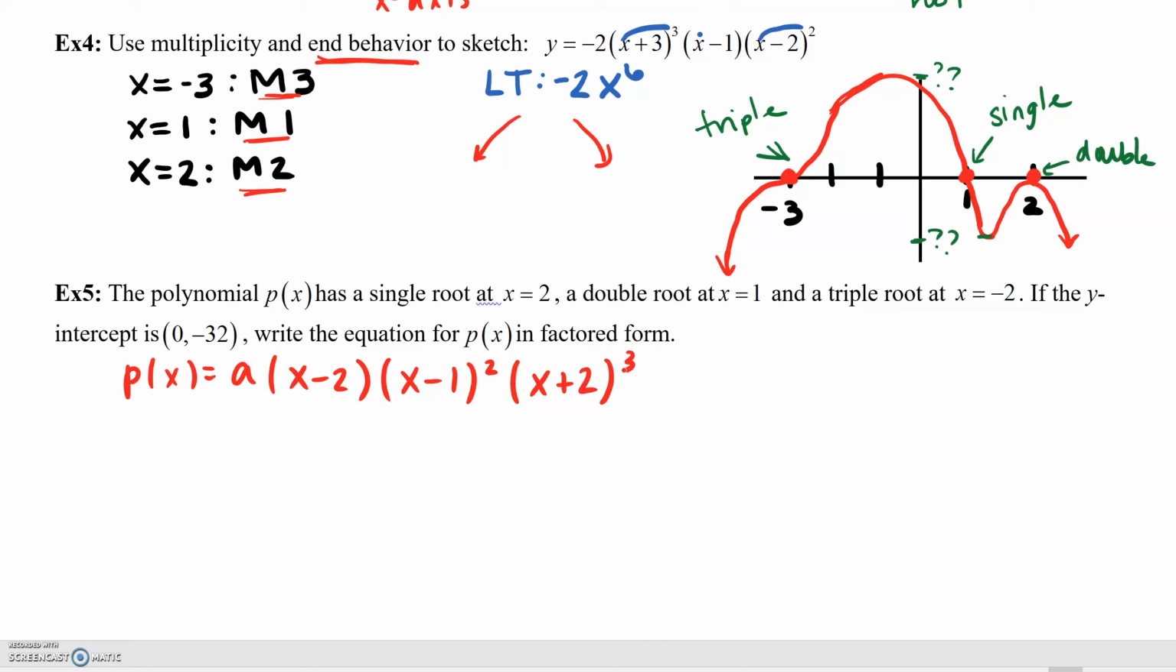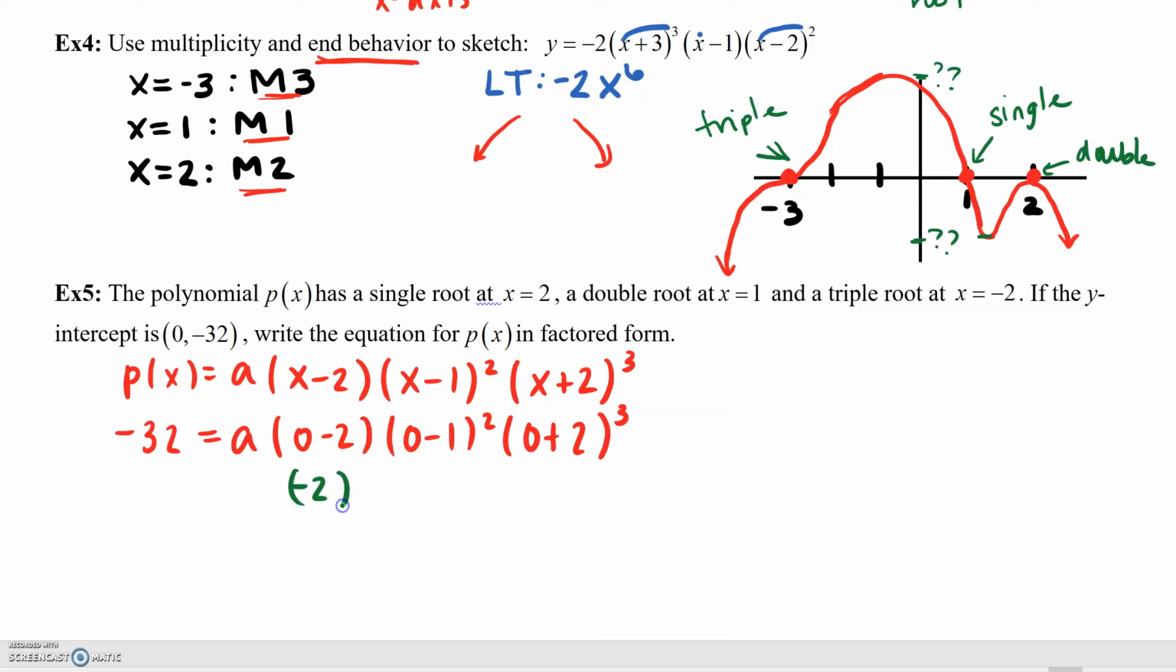The reason I was given the y-intercept is so I could plug it in for x and y. So I'm going to plug in that x is 0, where y was -32. And now we get to simplify. So I'm going to simplify each piece individually. So 0 minus 2 is -2. 0 minus 1 is -1, but when I square it, I get a 1. 0 plus 2 is 2, and when I cube it, I get an 8. So keep in mind order of operations.